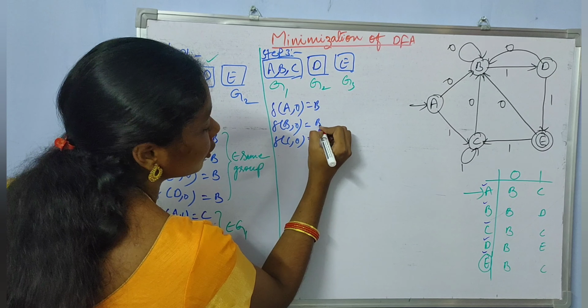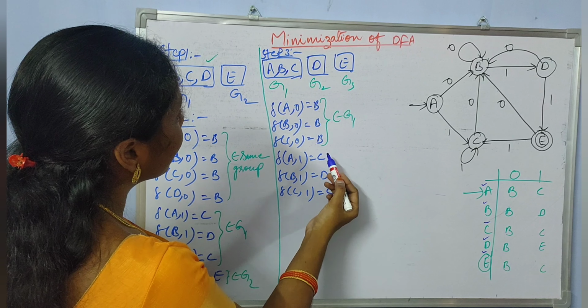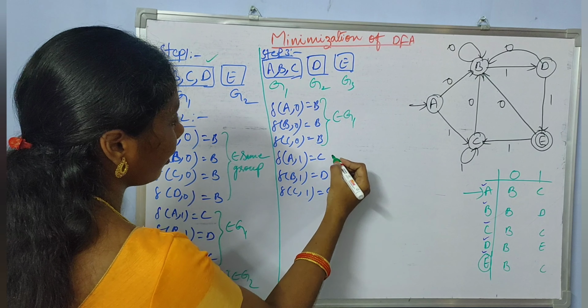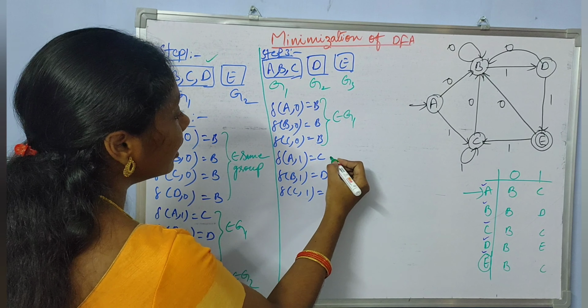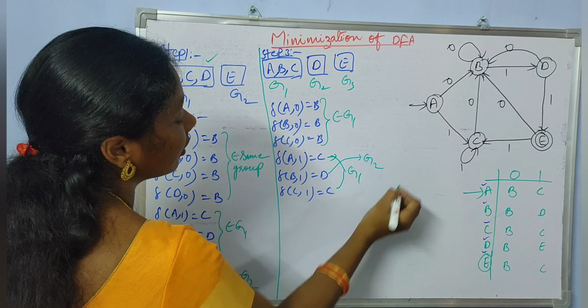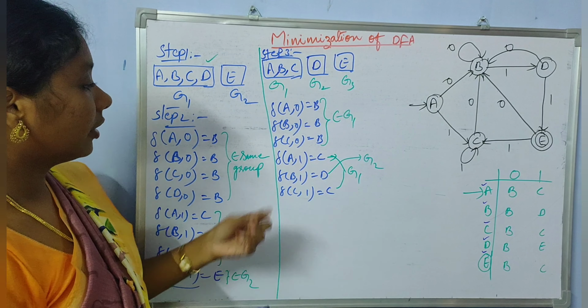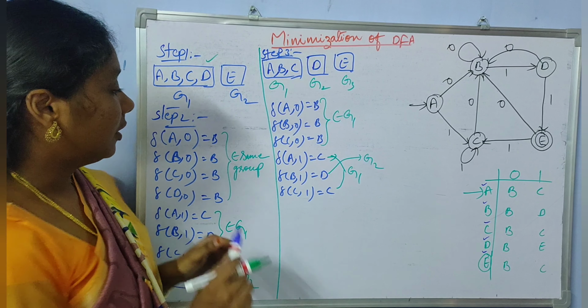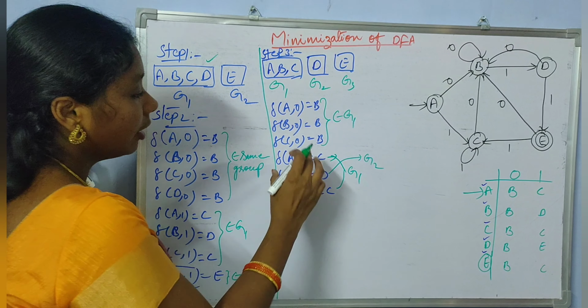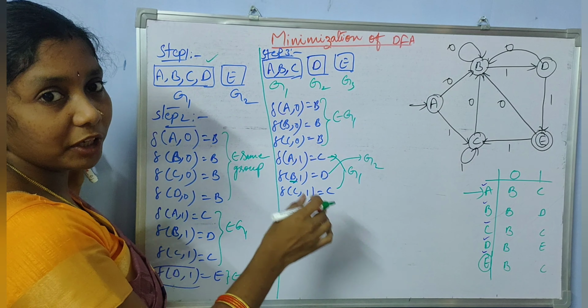So consider the transitions of 1. So transition of A with 1, transition of B with 1, transition of C with 1. So A with 1 goes to C, and B with 1 goes to D, C with 1 goes to C again. So here if you observe, these two belong to group 1, but this particular transition belongs to group 2. That's why we need to separate the state B from this group.